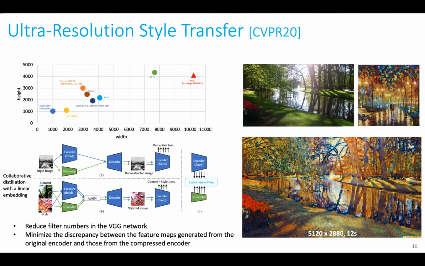came up with ways to distill networks so that we can take the encoder and decoder into account, and we add in one linear embedding so that we can reduce the number of filters in the encoder and decoder, so that we can generate style transfer at ultra high resolution, 5K by 5K, and we still can fit into the GPUs. This is work that we are going to present this year at CVPR.